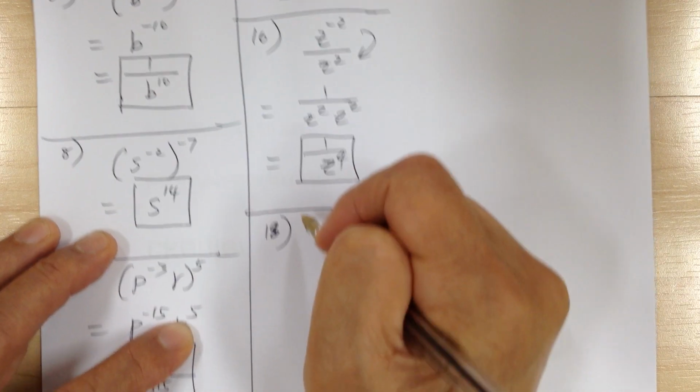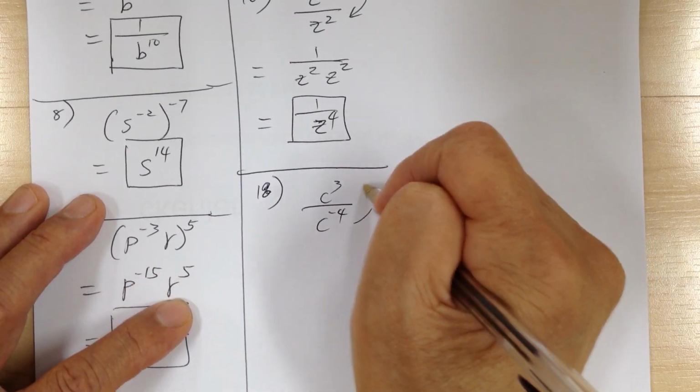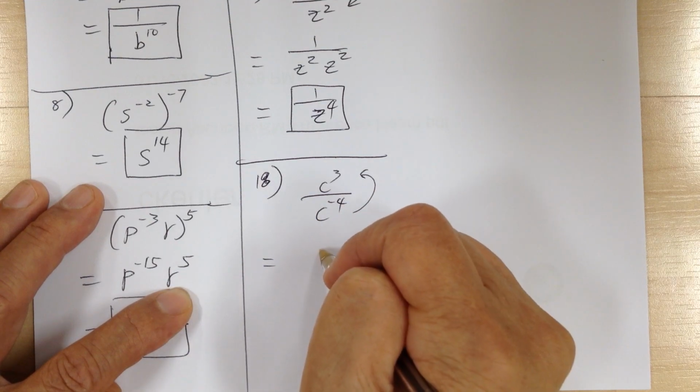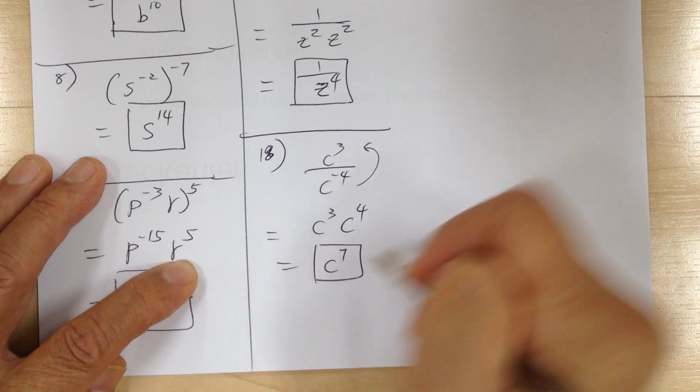Okay, number 18, you have c to the 3 over c to the negative 4. So this one you can flip to the top, so it becomes c to the 3, c to the 4, and it becomes c to the 7.